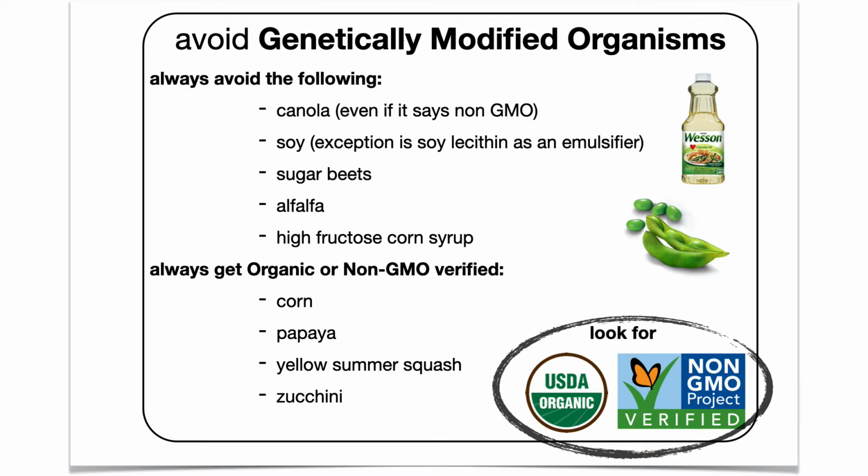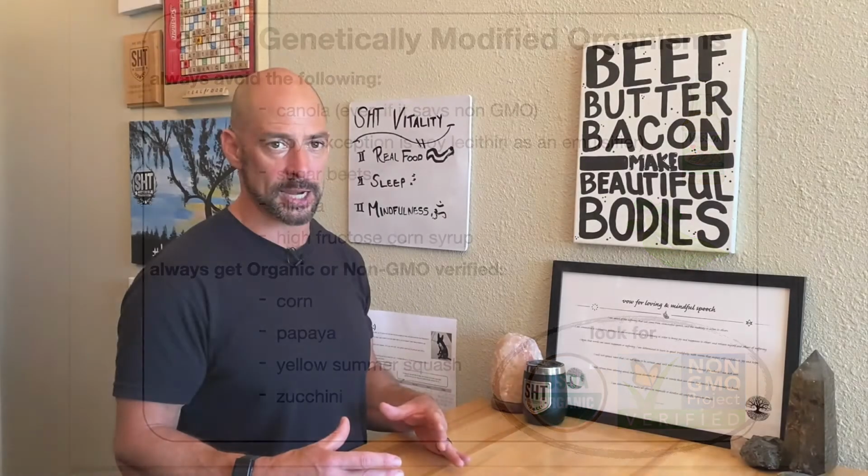And then if we're going to consume corn, papaya, summer squash, or zucchini, we want to make sure we get the organic or non-GMO versions of those, because if we get the conventional version, guaranteed they're going to be genetically modified. Now, if you're not familiar with what's problematic about GMOs, we'll have that as a resource in the post associated with this video. We've done our best to come up with a list of acceptable ingredients, suspect ingredients, and ingredients that we want to absolutely avoid.